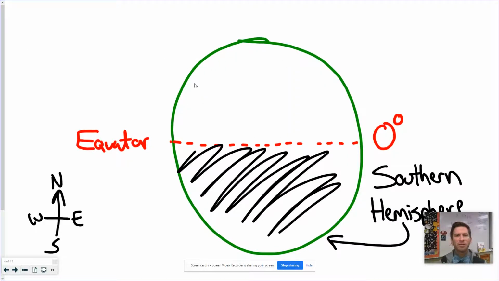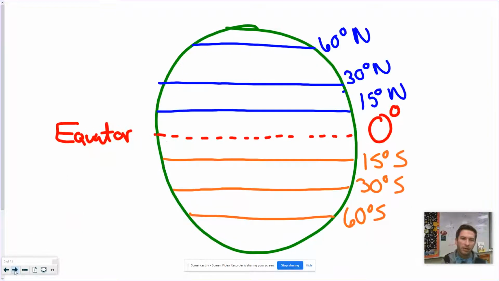The United States, North America, we're mostly located in the northern hemisphere. And so you just kind of think half, hemisphere, sphere, half of a sphere. So there again, that equator separates our world into a northern hemisphere and a southern hemisphere.